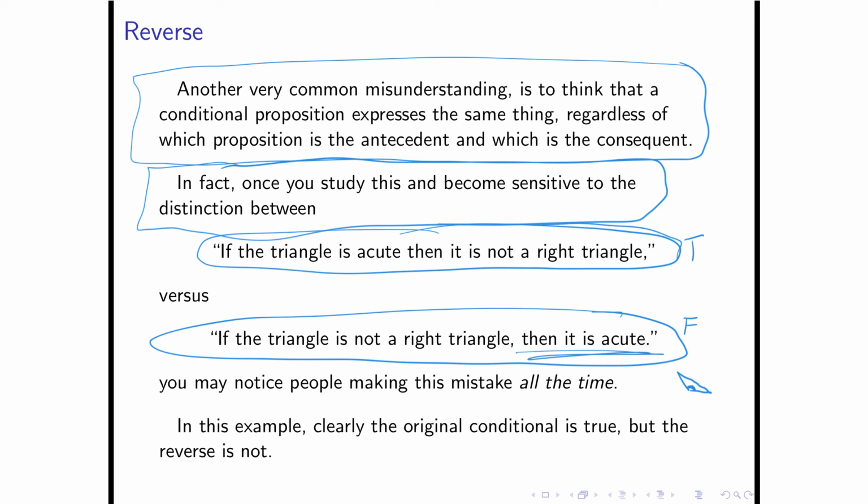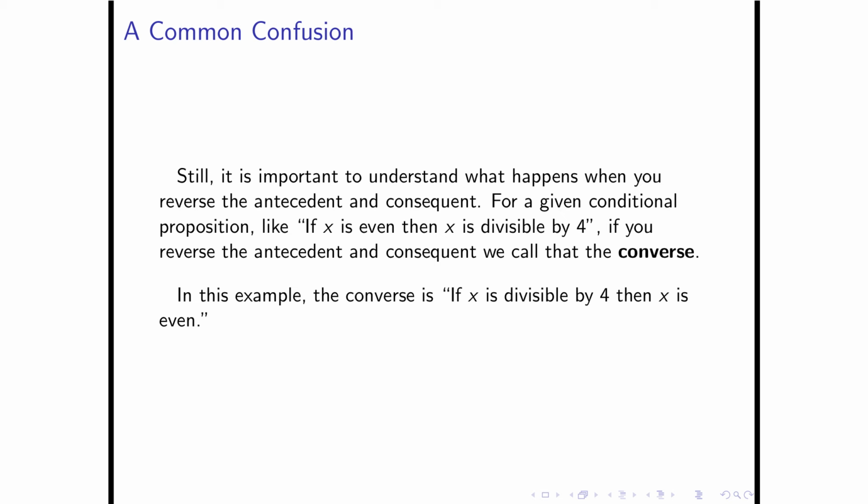So this one was a true sentence, right? Where all the angles are smaller than 90 degrees, then that one's not going to be a right triangle because then none of the angles can be 90 degrees. But if you flip it around, you now get a false sentence that shows you that it matters which one is the antecedent and which one is the consequent. Now, although the two propositions, if this then that, and what you get when you swap it around, are different propositions, they are related.